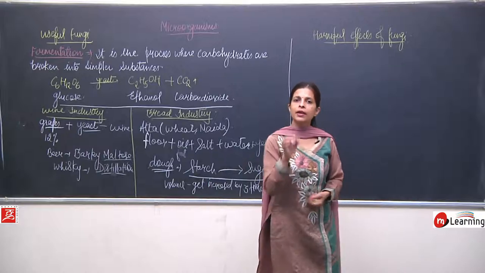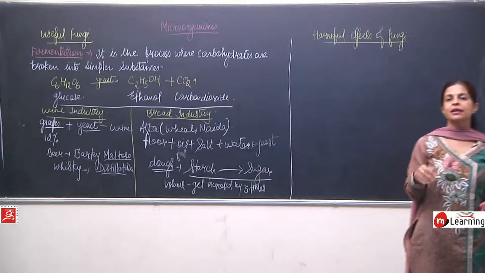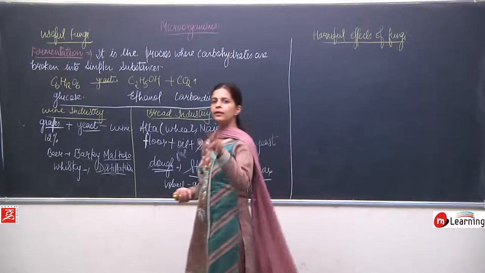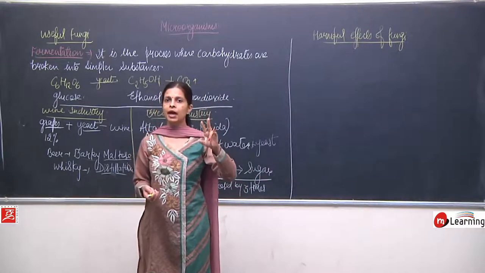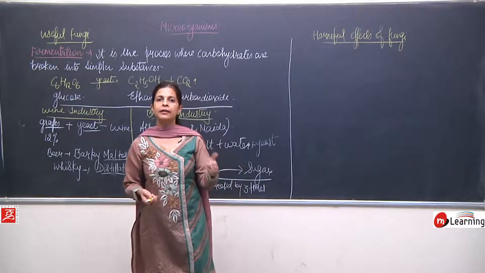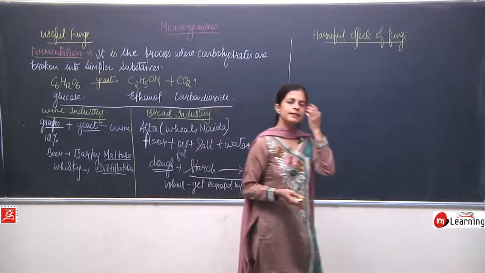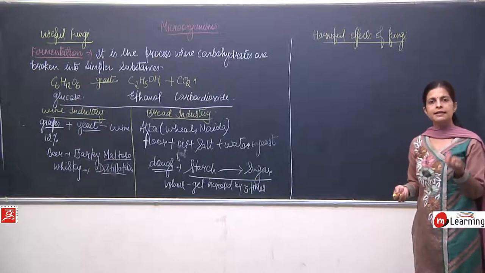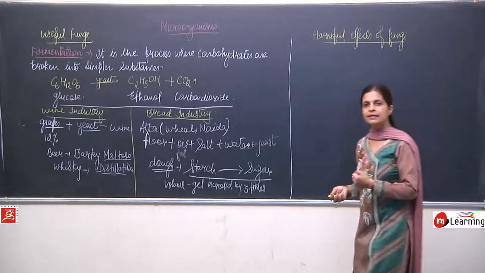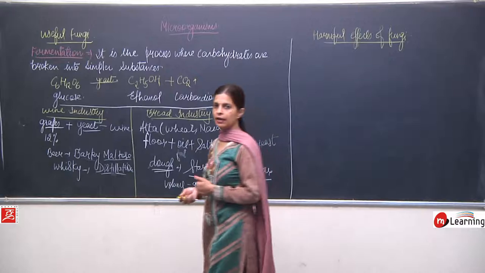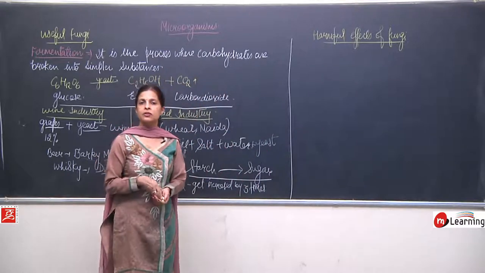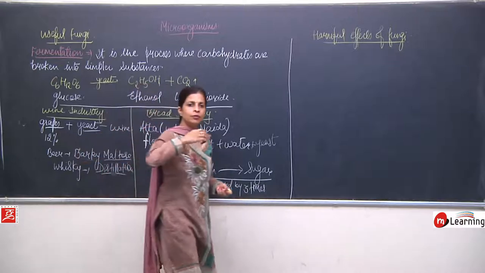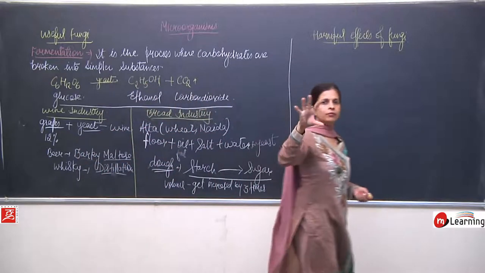In a similar way, if we talk about the harmful aspects, how can these microorganisms be harmful? Only in three ways. First of all, they create diseases. Diseases can also be divided again: they create diseases in humans, in plants, and in animals.